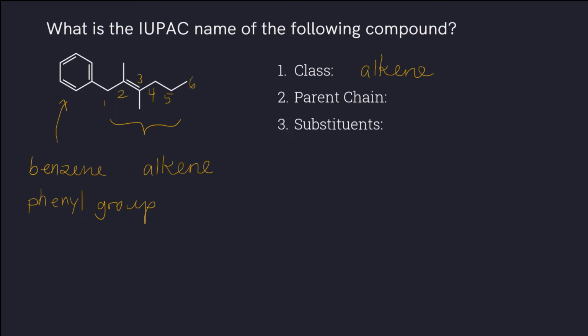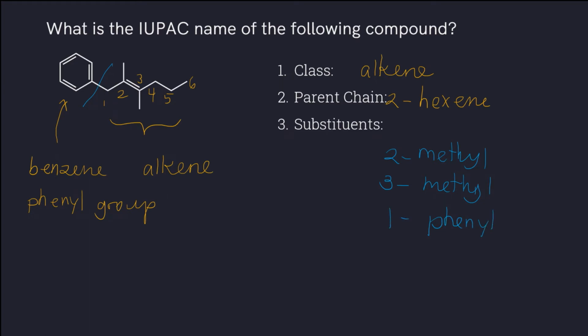The parent chain has 6 carbons. Therefore, this is a hexene with a double bond having a 2 locant. So we prioritize the double bond having the lowest possible locant. In that case, we number the chain from left to right. The substituents, so the methyl groups, there are 2 of them, and one of them has a 2, one of them has a 3. And we have this benzene ring attached, that's a phenyl group, with a 1 locant.